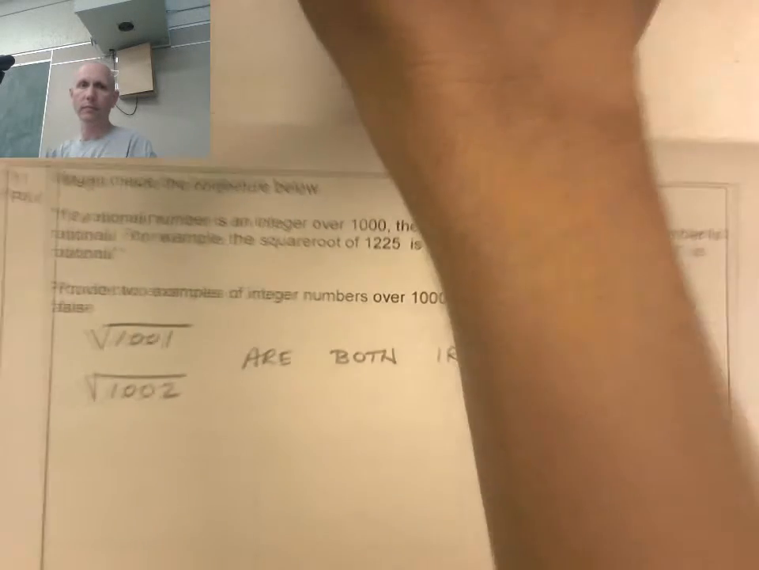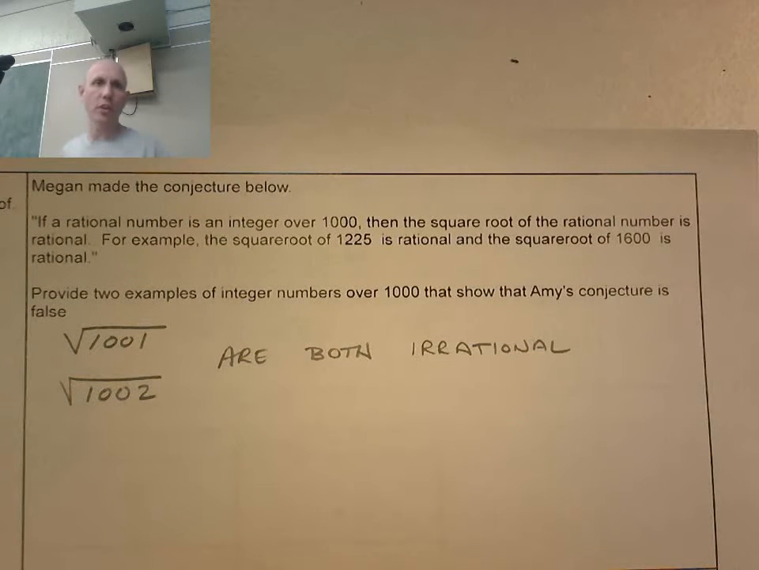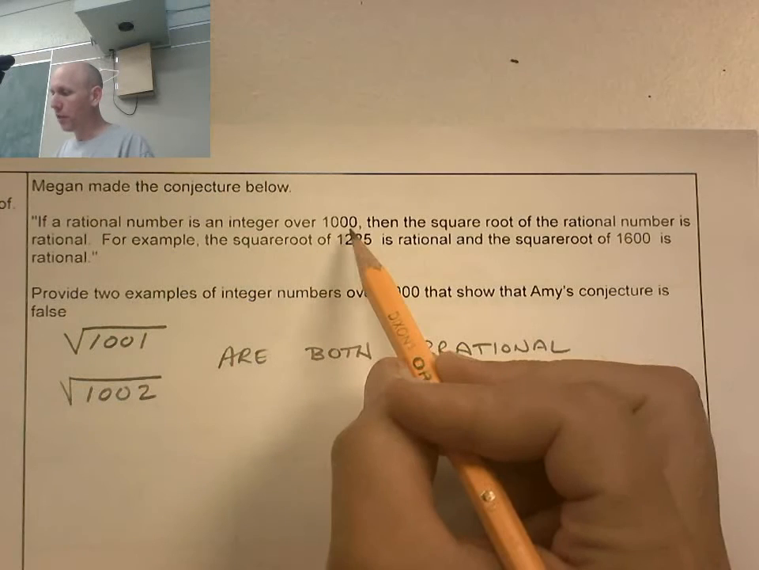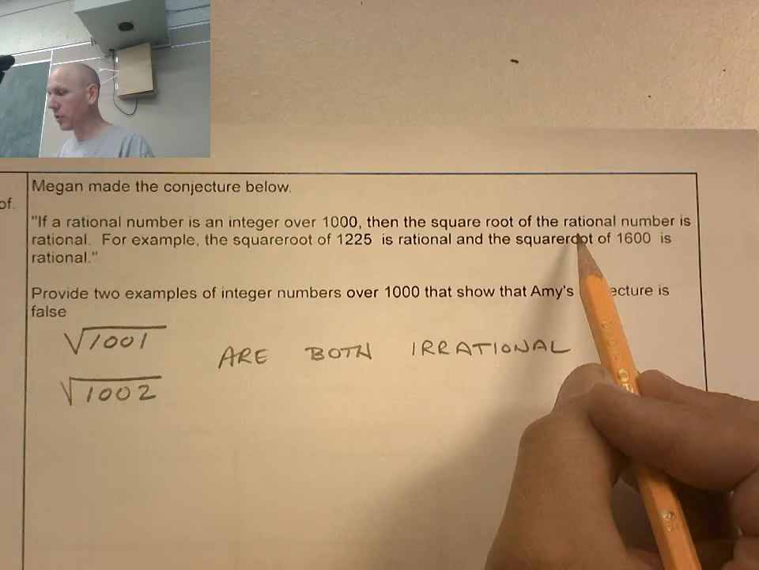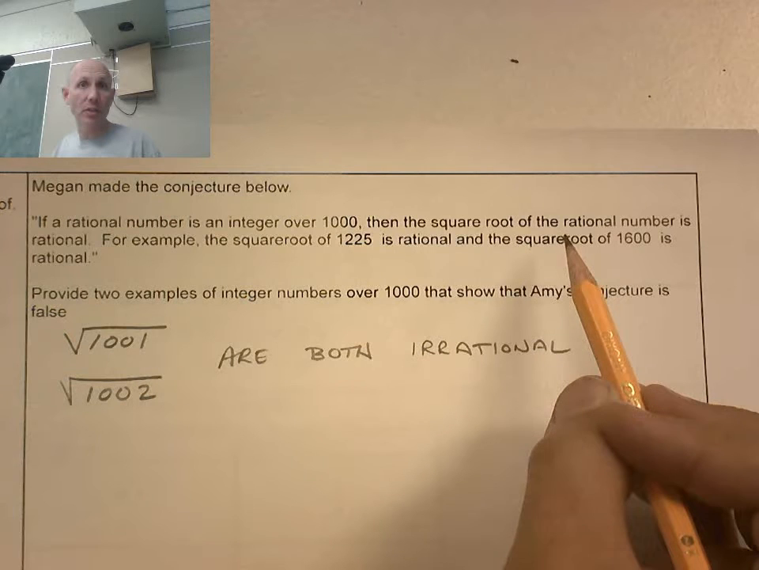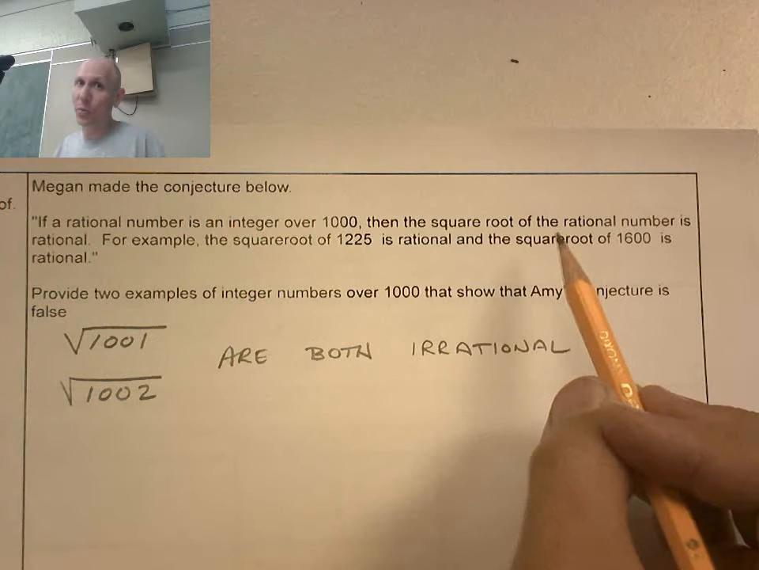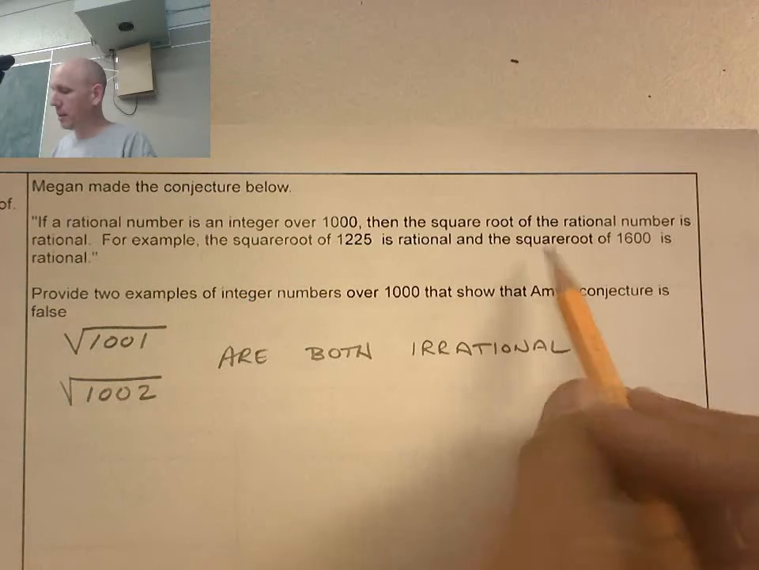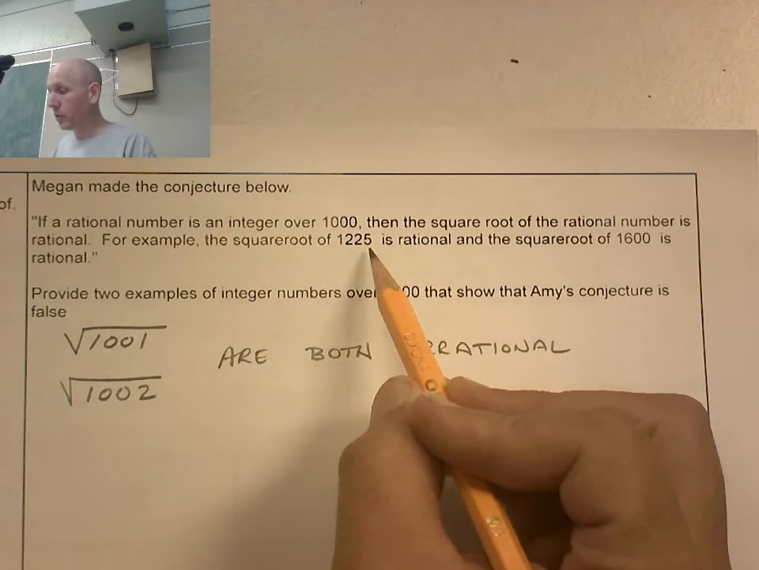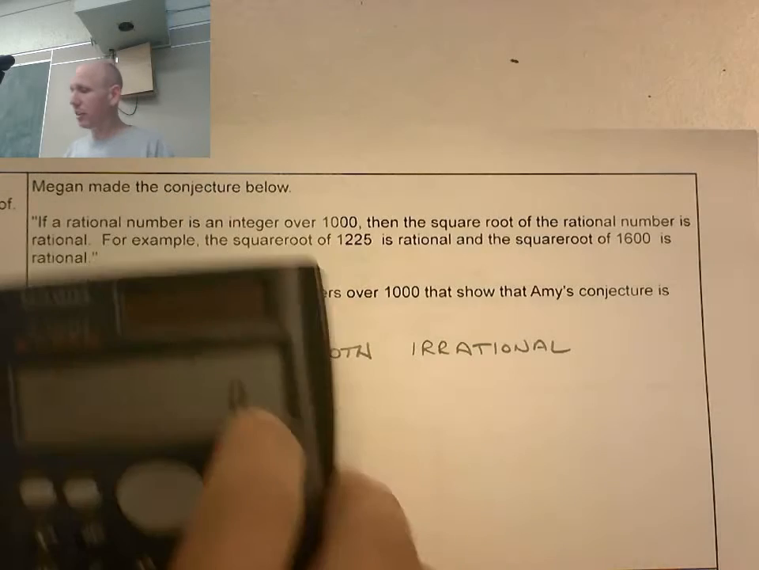And the final one. Megan made the conjecture below. If a rational number is an integer over 1,000, then the square root of the rational number is rational. So she's saying, if I take the square root of any number greater than 1,000, it's going to be a rational number, which basically means that it's going to be a perfect square. For example, the square root of 1,225 is rational, and the square root of 1,600 is rational. So she's picking out two examples and saying, hey, look, it works.